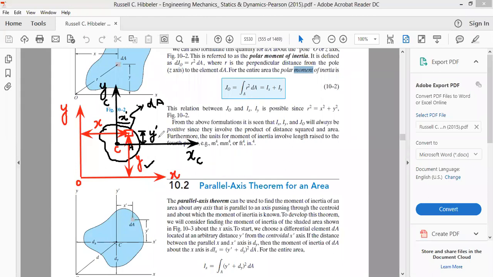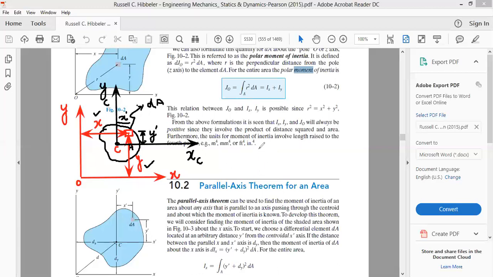Y prime is the distance of the centroid of the small area element from the centroidal x-axis, and this x is the x coordinate of the centroid of the small area element from this y-axis, and this x prime is the x coordinate of the centroid of the small area element from the centroidal y-axis.